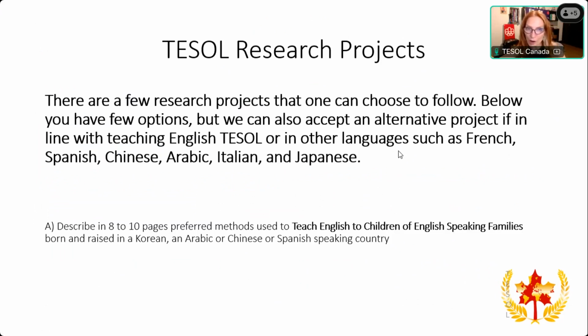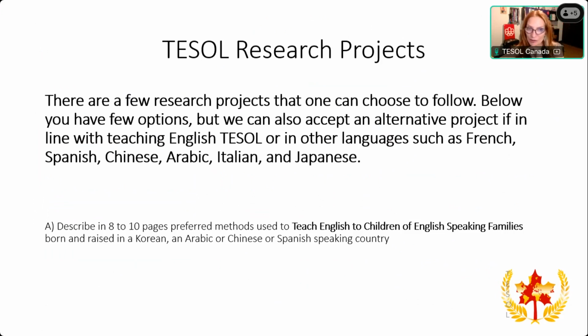Below you have a few options, but we can also accept an alternative project if in line with teaching English TESOL or in other languages such as French, Spanish, Chinese, Arabic, Italian, and Japanese. So if you feel that none of these 4 options speak to you, then you can propose and it will be analyzed and accepted or not.